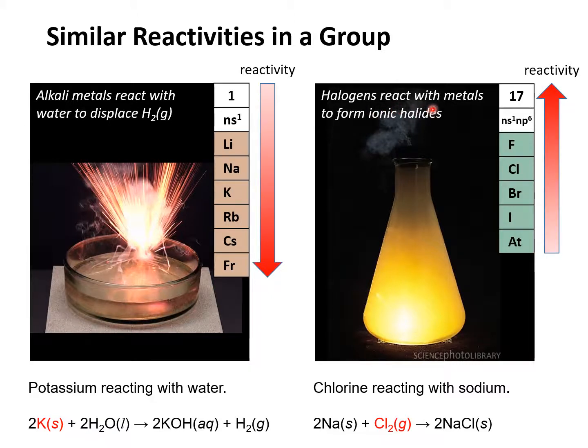In the next example, we have halogens, which are in group 17. And in this case, we have 7 valence electrons, as indicated by the group number, which are located in the s and p subshells. And group 17 elements tend to react with metals to form ionic halides, or salts. The example we have here, sodium metal reacts with chlorine gas to produce sodium chloride. And this type of reaction will occur for all the group 17 elements, and in this case the reactivity increases as we go up the group.